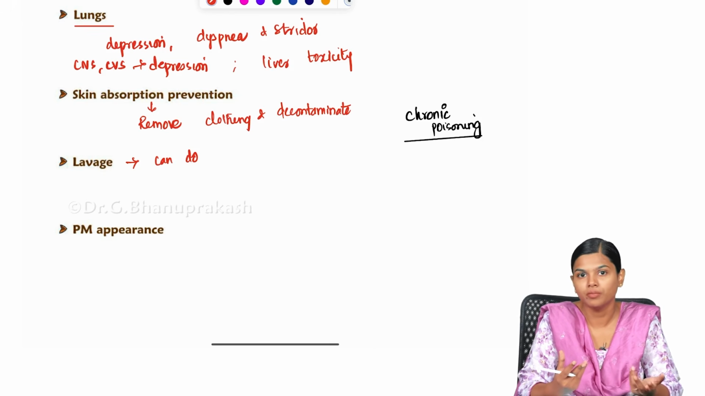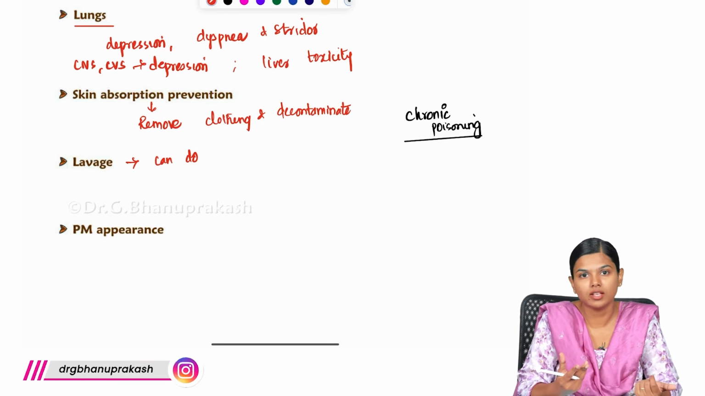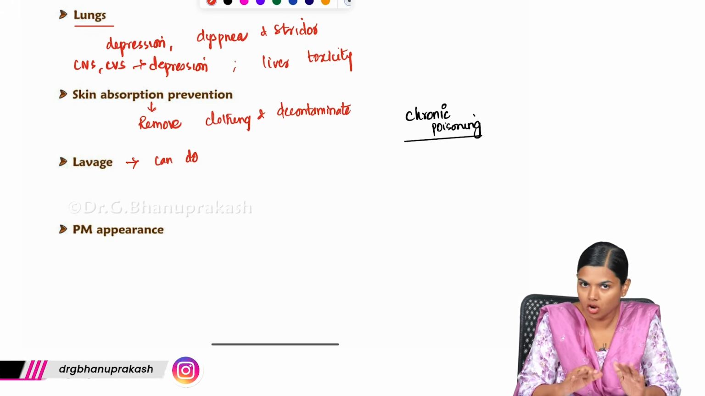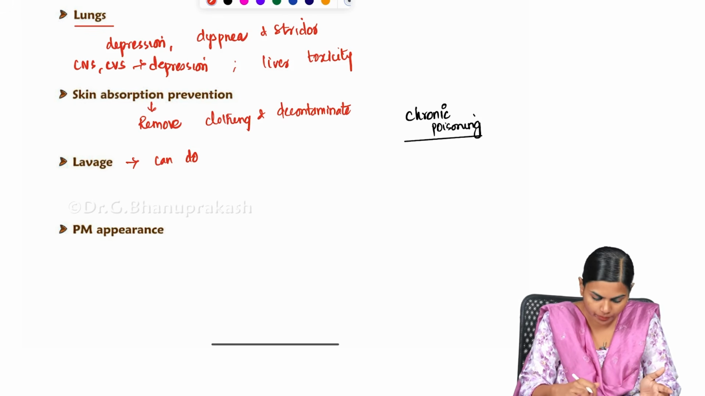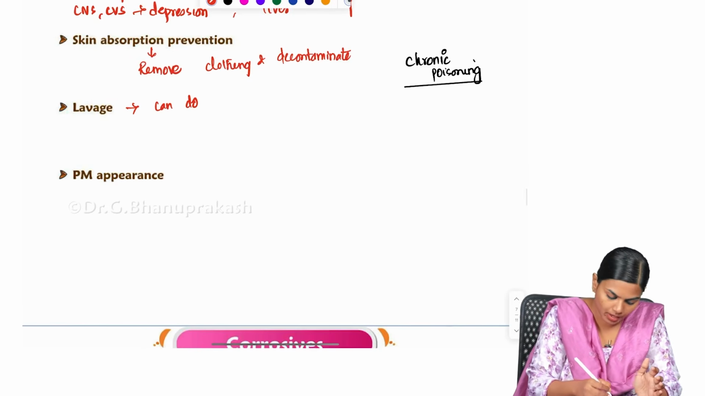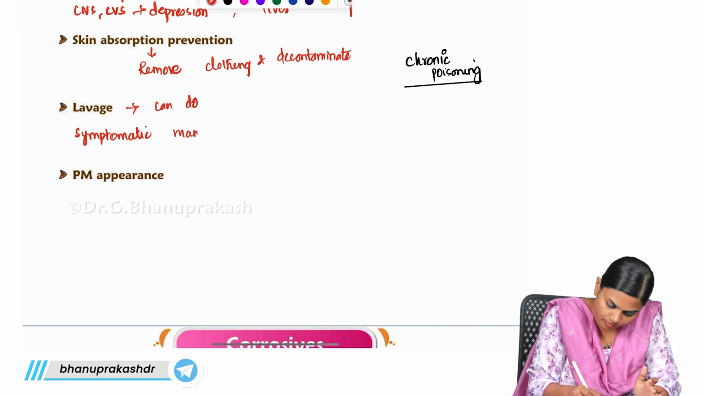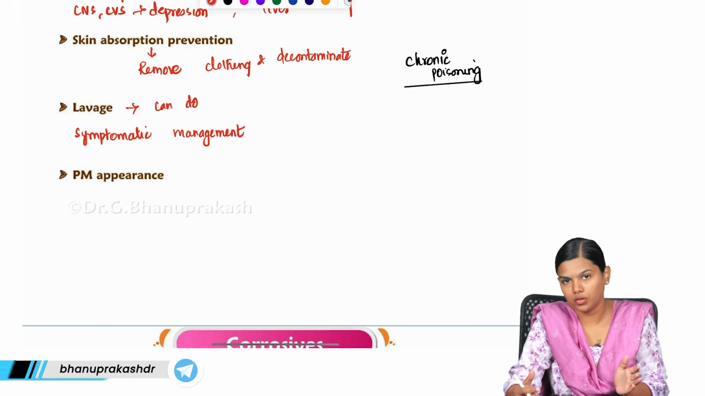So if they ask you for which acid you can do gastric lavage, where it is not contraindicated, you can say phenol acid ingestion, we can do gastric lavage. So gastric lavage is not contraindicated in this poisoning. And everything else is symptomatic management. So this is acute poisoning.